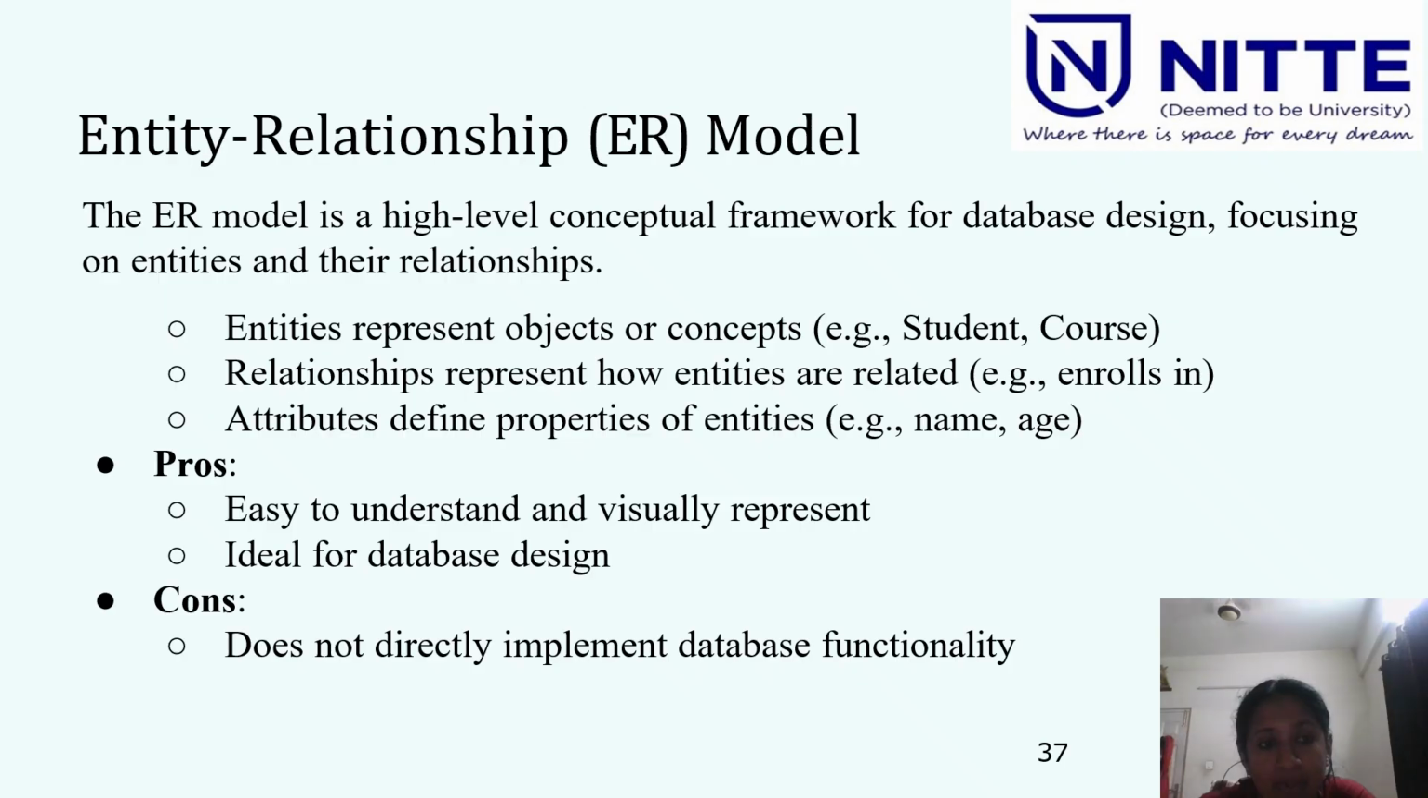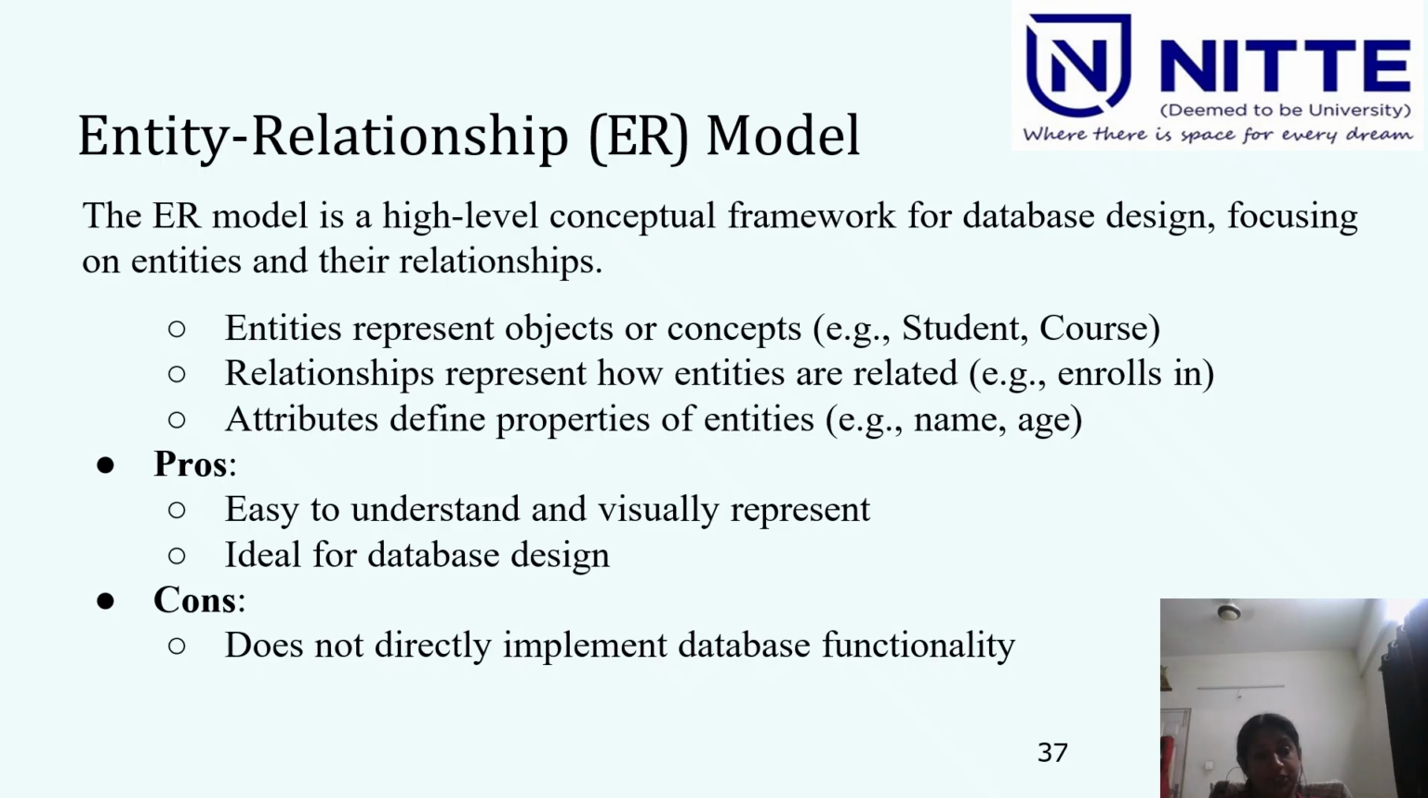Entity relationship model. The ER model is a high-level conceptual framework for data design, focusing on entities and relationships. An entity represents a concept, like the different entities student and course. A relationship means enrolling: a student is enrolling in the course. So this is a relationship. An attribute is a property of an entity. If you are considering a student, name, student ID, address, age, phone number all are different properties.